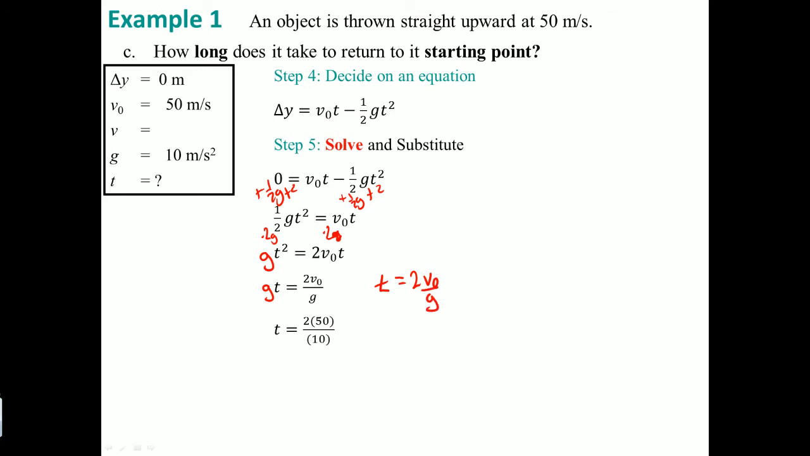Okay? The reason why the t squared and the t, if you have your delta y equal to 0, the t's should cancel each other out. Once you plug it in, you get t equals 10 seconds.